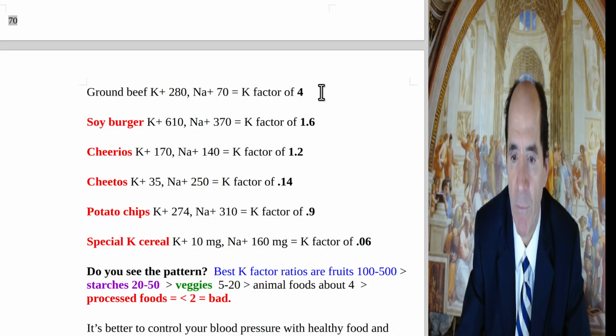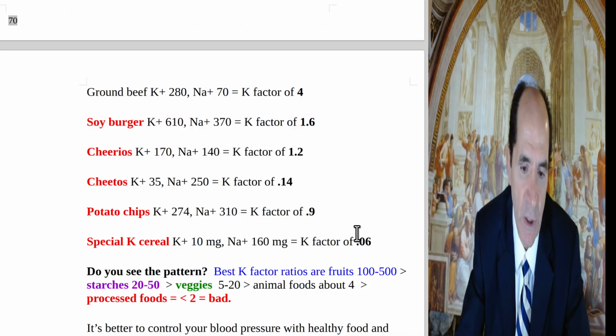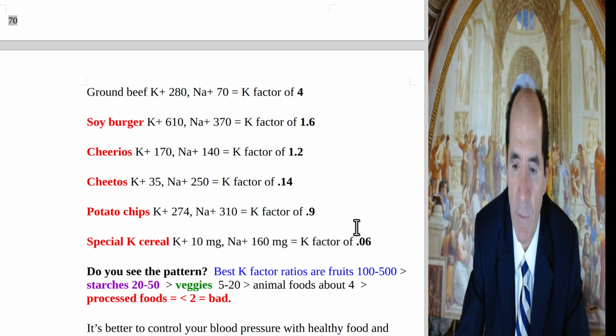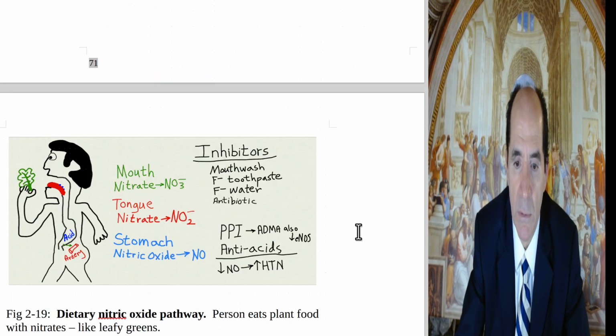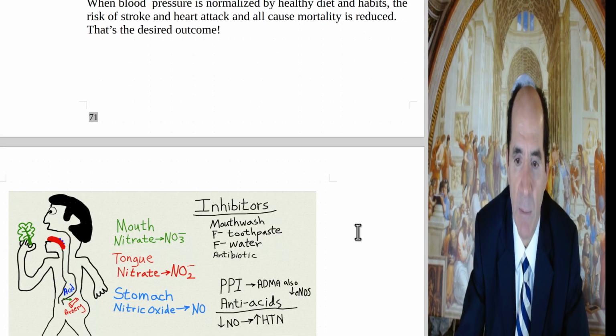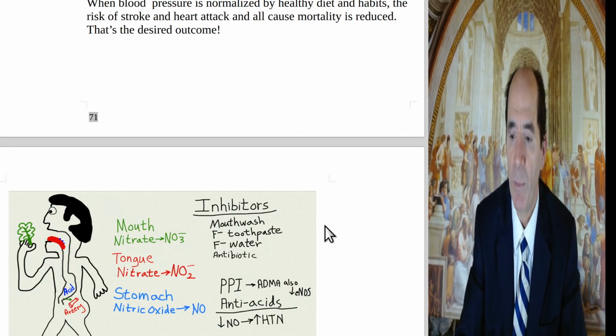Meat, ground beef's about 4. Look at something like potato chips. They're terrible, 0.9. And some of these other cereals, Special K, it's like 0.06. Those are terrible numbers. If you're below 5, you're probably going to have hypertension. So that's useful to know. And I think that's why, like I said, Black people have so much hypertension. They eat so much processed food with so little whole plant food. So that's where we're going to end it for today. I hope you found that helpful.